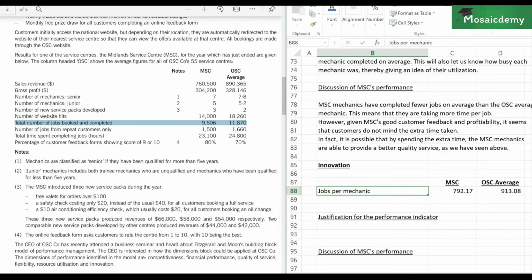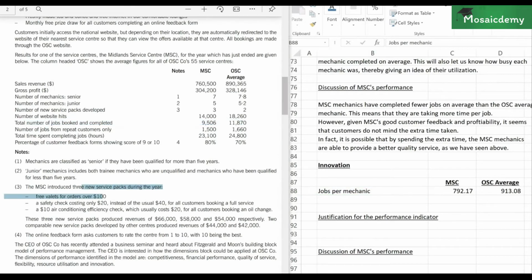Mechanics are classified as senior if they've been qualified for more than 5 years. That's fine. Junior mechanics include both trainee mechanics and mechanics who have been qualified for less than 5 years. Okay, that's fine. MSC introduced 3 new service packs, right? This is what we were looking for. New services or new products provided. They've listed the service packs. No one cares. The 3 new service packs, here's what we're looking for.